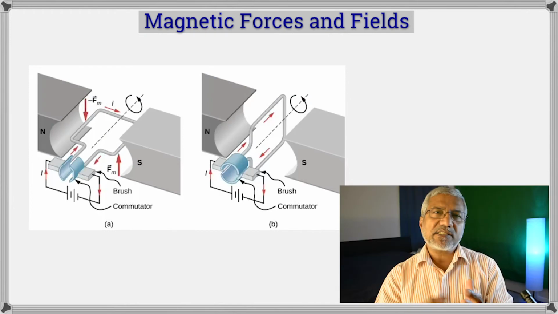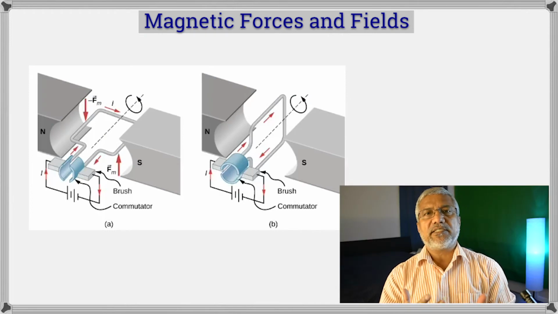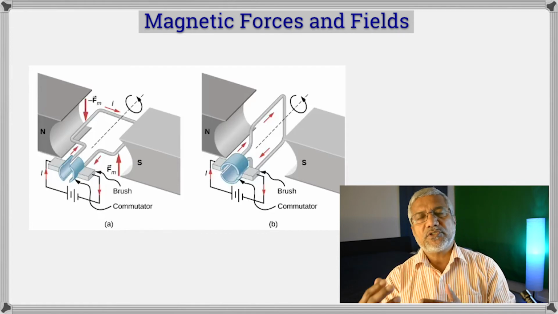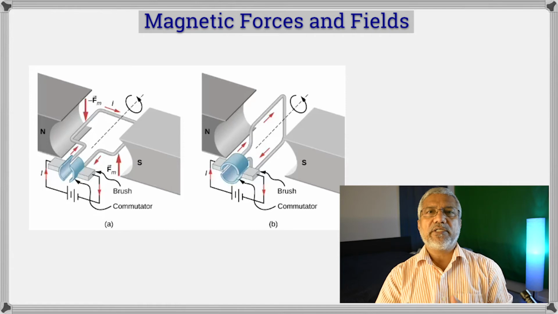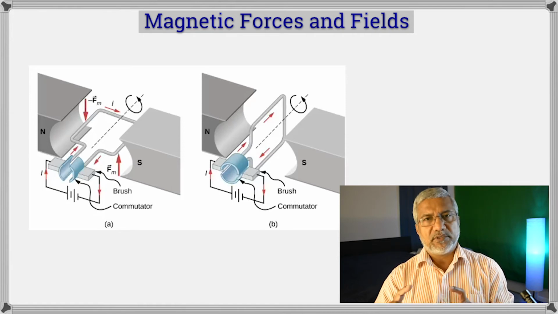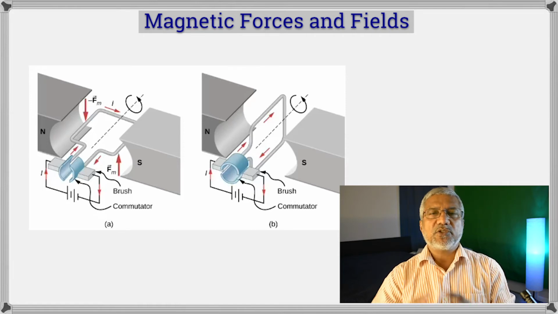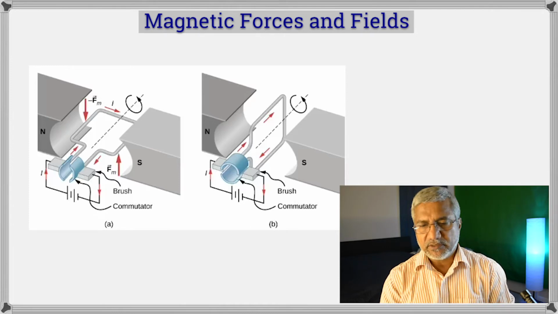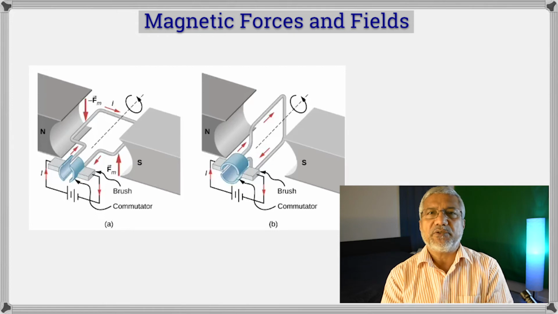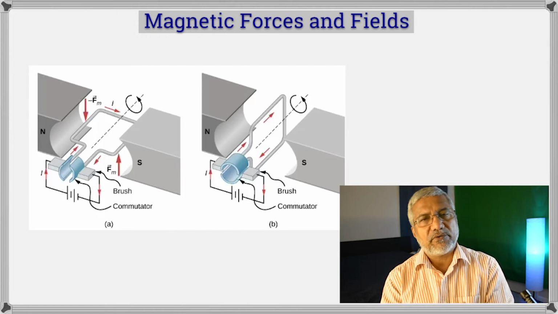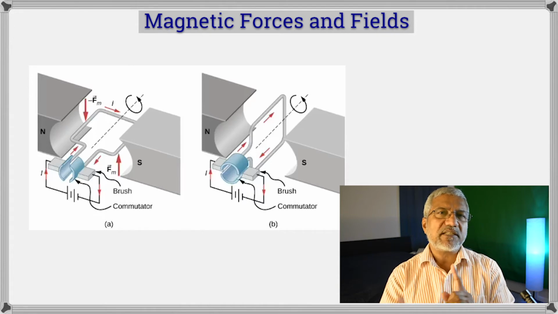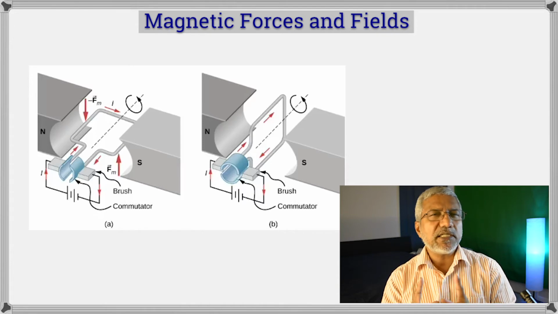So we extend this idea of a force acting on a current carrying conductor kept in a magnetic field to that of the force or the torque acting on a rectangular loop situated in a magnetic field. So the loop is placed in such a way that it's capable of rotation. This is actually the principle of a generator. Or rather, this is the principle of a motor. Motor and generator, basically, they have the same construction. A little difference in the working.